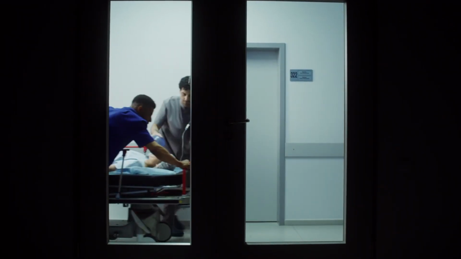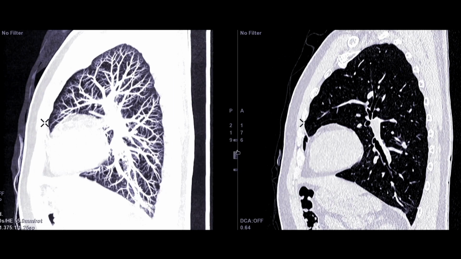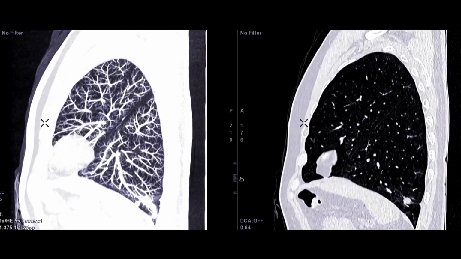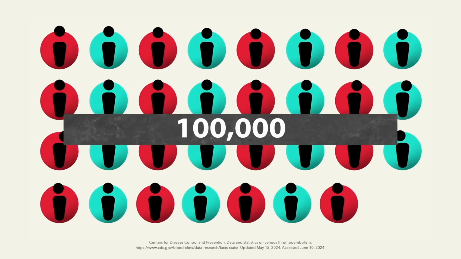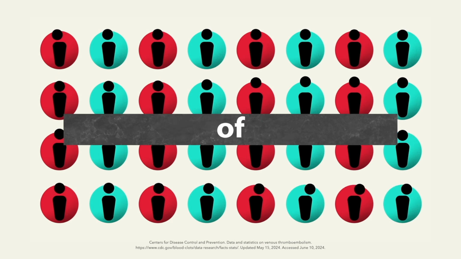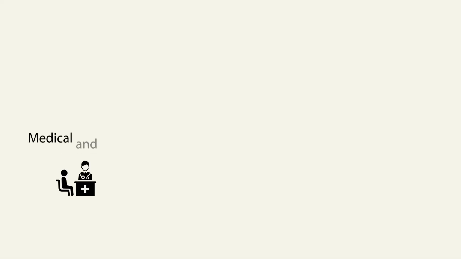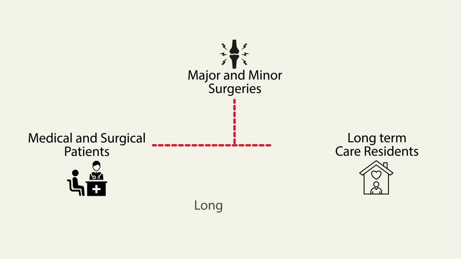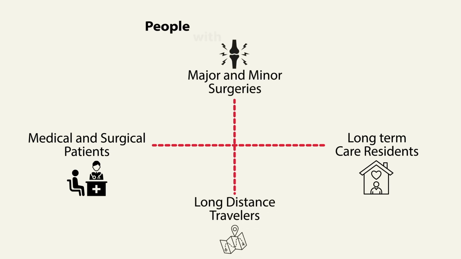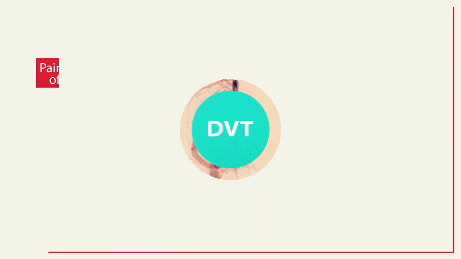PE is a serious and life-threatening condition characterized by an obstruction of the pulmonary artery or its branches by a thrombus. The Centers for Disease Control and Prevention estimate that in the United States, 60,000 to 100,000 people annually die of VTE. Medical and surgical patients, long-term care residents, persons with minor surgeries, and long-distance travelers are at increased risk of VTE.